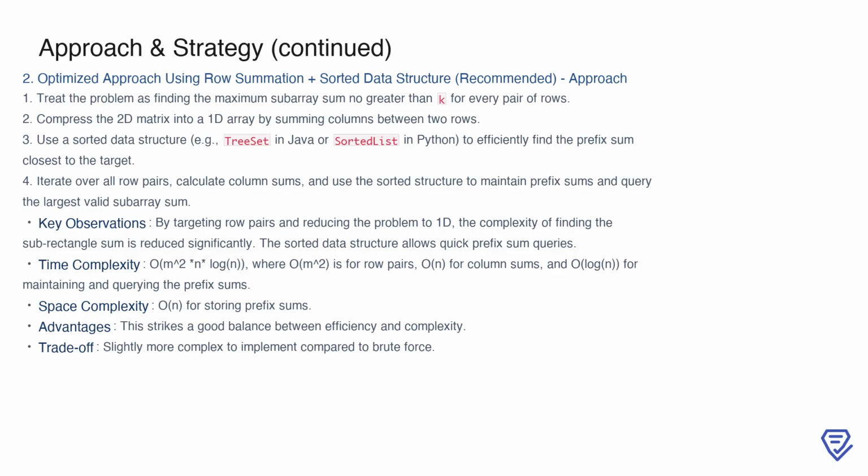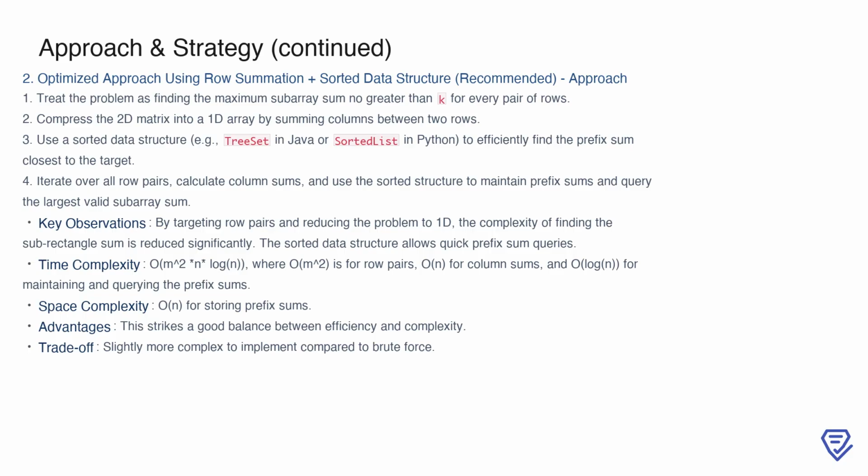Then, a sorted data structure like TreeSet in Java or a sorted list in Python is used to maintain prefix sums. This structure allows efficient queries for the largest prefix sum that fits within the constraints. By iterating over all possible row pairs, we compute the column sums, update the prefix sums, and use the sorted structure to perform binary search operations.